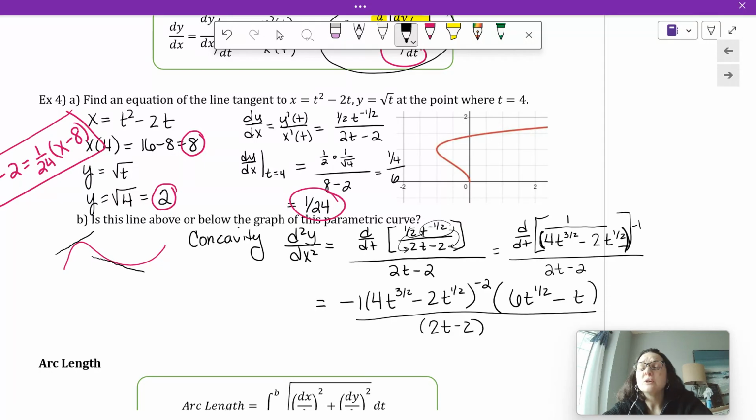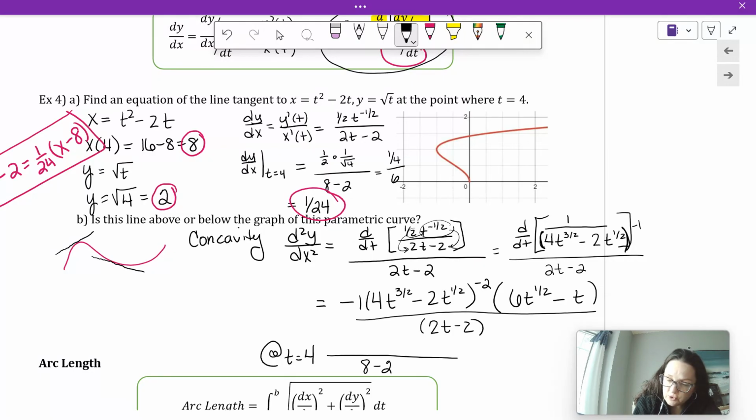Now, I know it's ugly. You're not going to need to do the second derivative stuff often, if at all, okay? You might be asked to do it, so just make sure you understand the process. Now, we are supposed to evaluate that at t equals 4, which is going to be kind of annoying, but we'll deal with it. 2 times 4 is 8. 8 minus 2 is 6, so I got a 6 on the bottom.